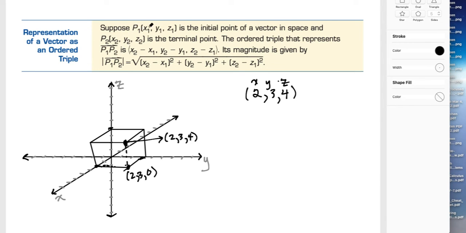So it says, suppose you have this point is the initial point of a vector and this point is the terminal point, then the ordered triple that represents it, very, very similar to what we did before, is going to be the difference between the x values, the y values, and the z values respectively, and that will be your ordered triple. And then the magnitude really is going to be quite similar. It's going to be the square of each of these values added together, then we'll take the square root. So that's really the principle of what we're going to be talking about in this section.